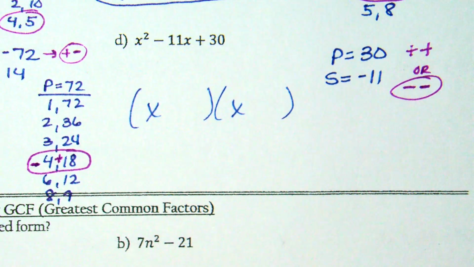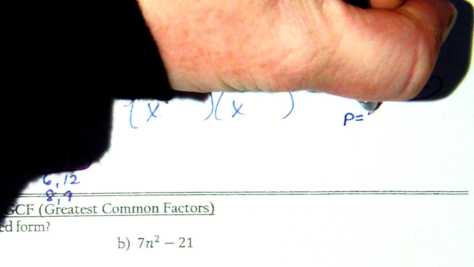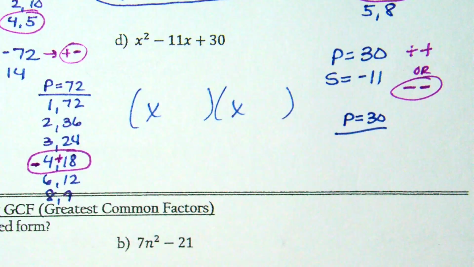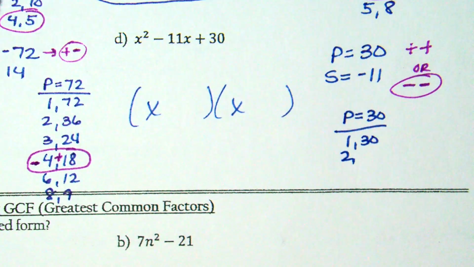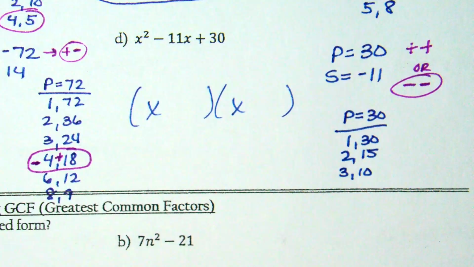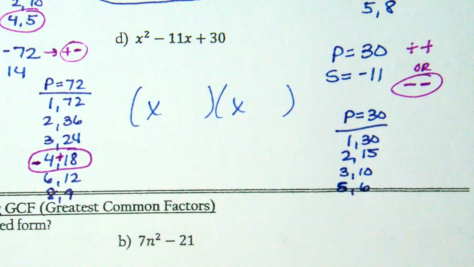Okay, let's see. Product of 30. This should be easier than 72. You guys know these better. 1 and 30. 2 times 15. 3 times 10. 4 times nothing. 5 times 6. 6 times 5. We just did that one. Okay. Which pair multiplies to be 30 and, provided the correct signs, could add to be negative 11?